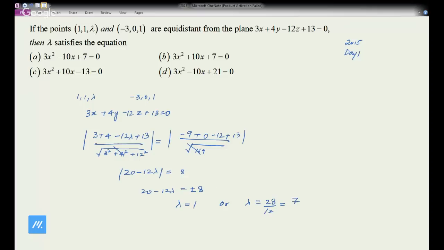28/12, right, which is nothing but 7/3. So the lambda has two values, 1 and 3. You now need to form a quadratic whose roots are these, so sum of roots into plus product of roots, which satisfies this, which is the first equation.